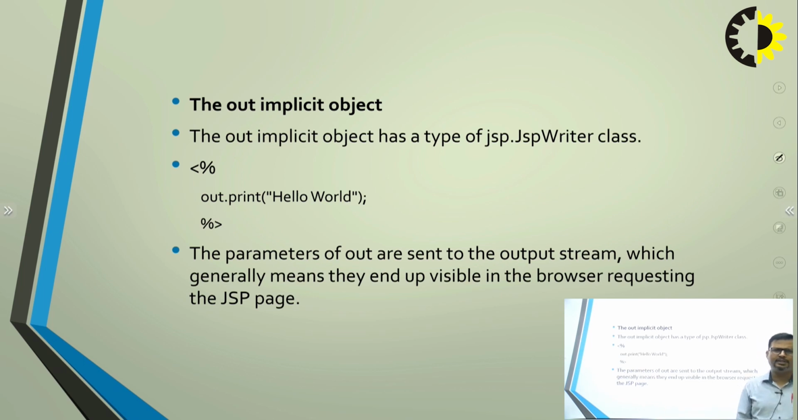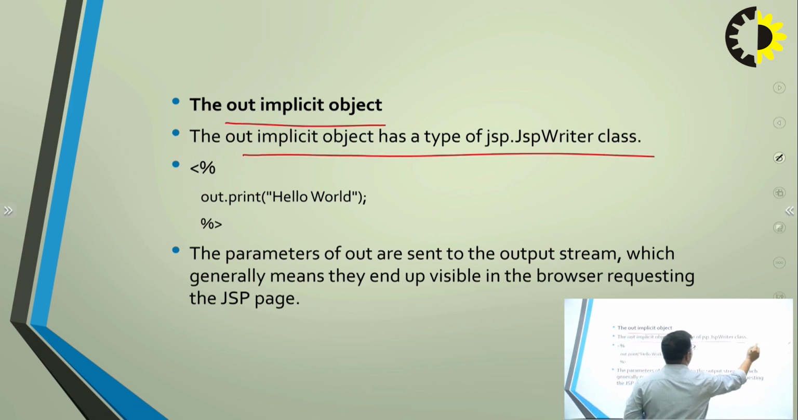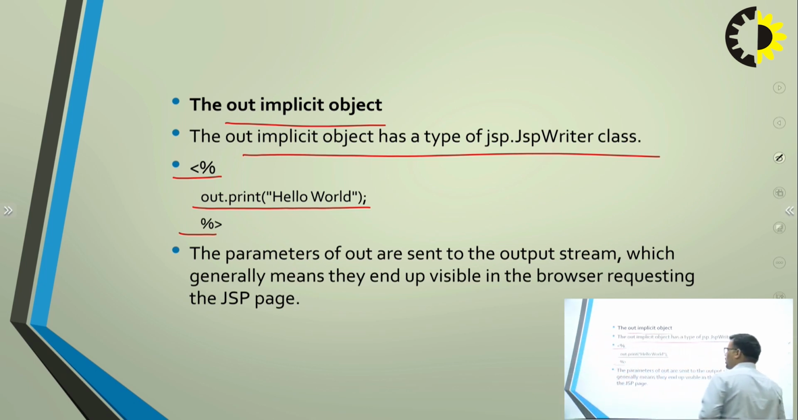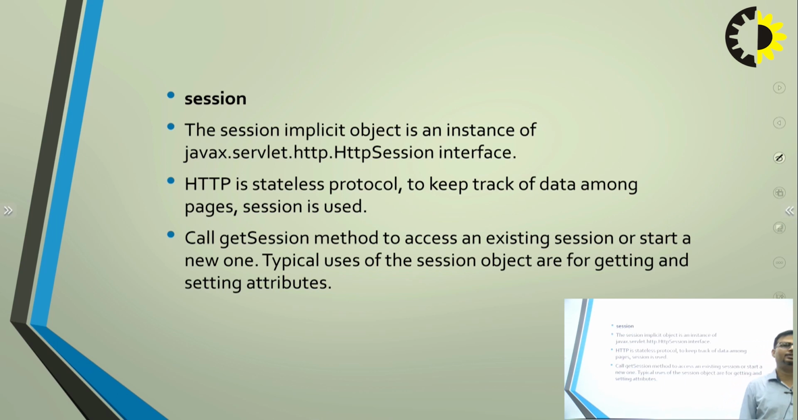Then the out implicit object, this is the example. The out implicit object has the type of JspWriter class, then starting, then closing, the output of println hello world. Okay. The parameters of out are sent to the output stream, which generally means they end up visible in the browser requesting the JSP pages. Okay.